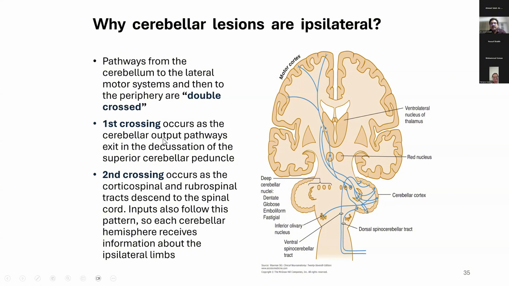The first crossing happens as the cerebellar outflow pathways exit through the decussation of the superior cerebellar peduncle, and the second crossing occurs at the corticospinal and the rubrospinal tract, which descend through the spinal cord. So first decussation and second decussation. The fiber which started its origin from the right side went to the left side in the first crossing, and then through the corticospinal and rubrospinal tract it descends in the spinal cord and again decussates toward the same ipsilateral side. So this is the main reason why cerebellar pathologies are ipsilateral.